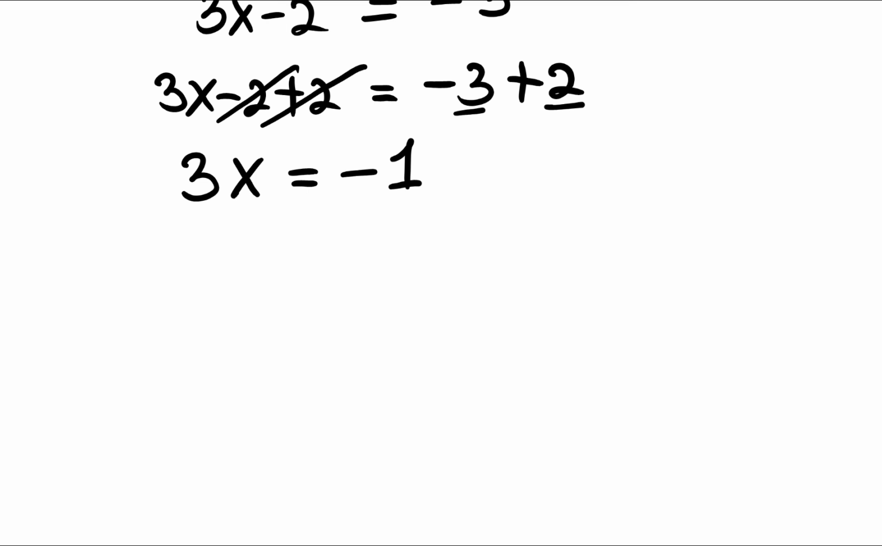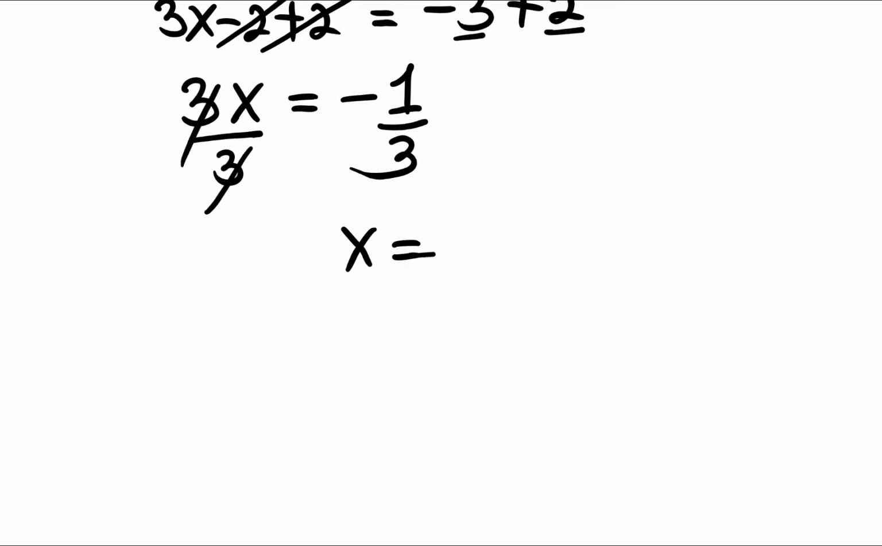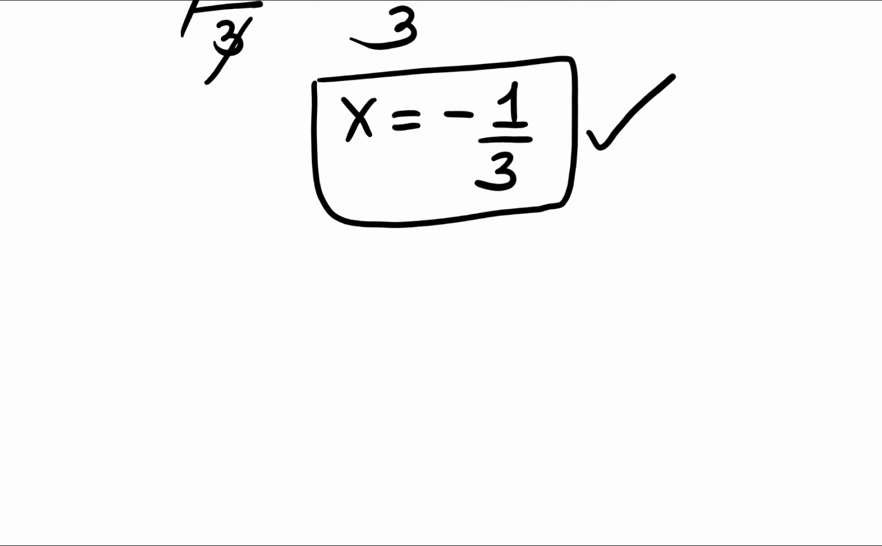Okay, now to find the value of x, we need to divide both sides by 3 because we need to now get rid of the 3 that is attached to the x. So we do that by dividing both sides by 3. That cancels. So we have our x to be equal to minus 1 over 3. This is our final answer.